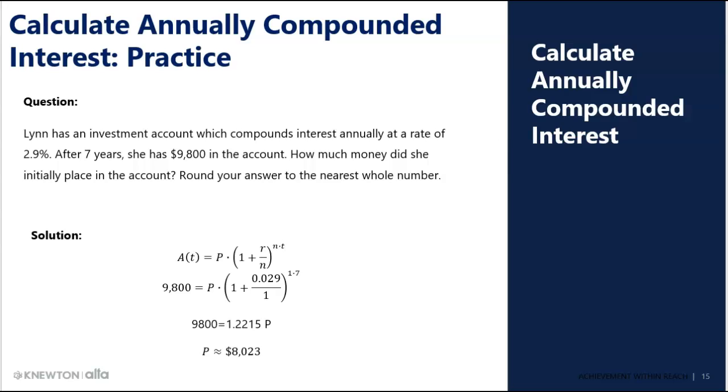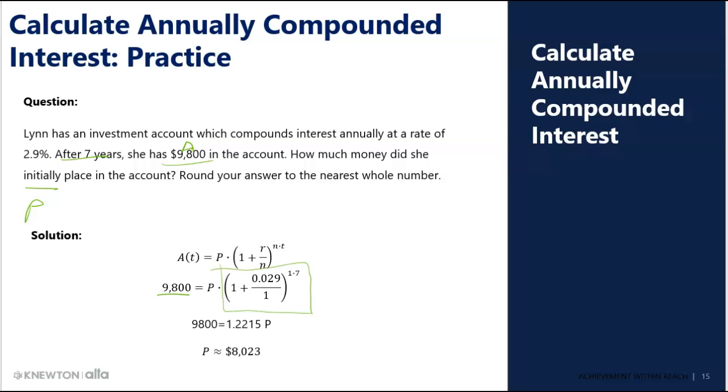So here is a different question. This says after 7 years, she has this much. This is the A. You say, oh no, how do I solve for the A? Set up the problem. A equals P times all of this. I don't even know if your homework has any of these, but if it asks you for how much did she initially place, they're looking for P.